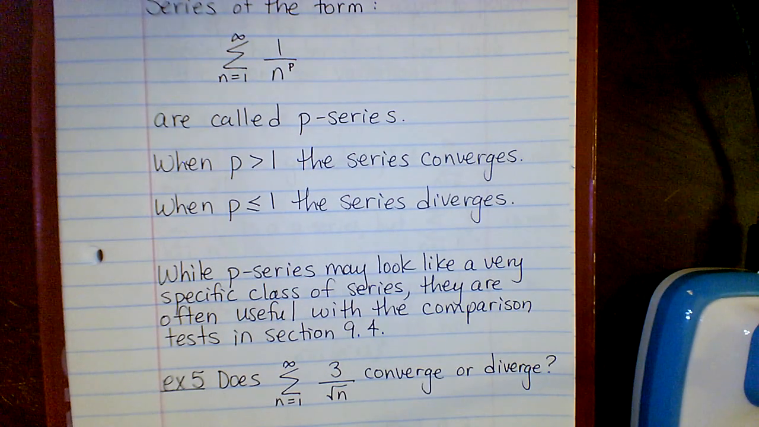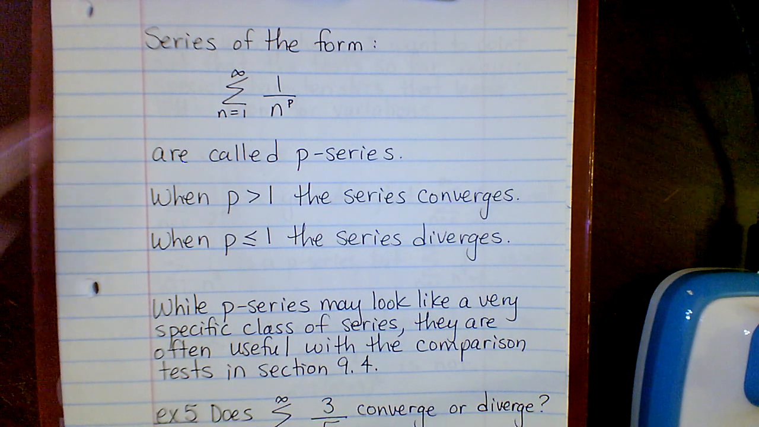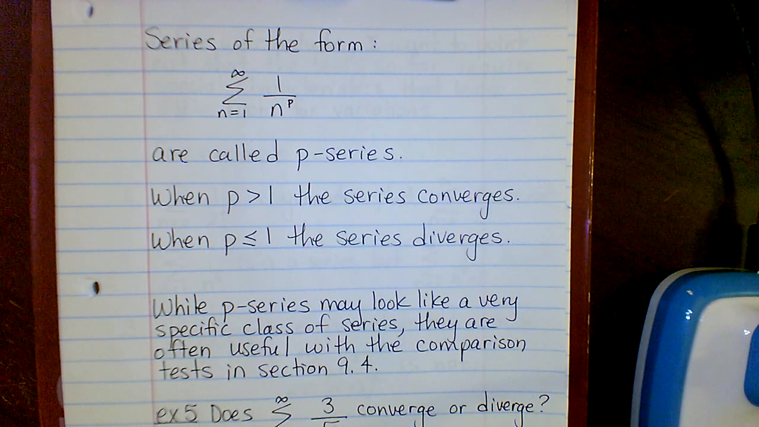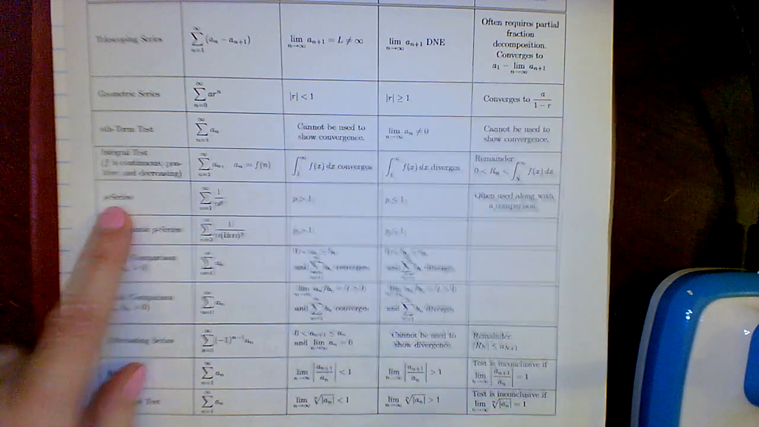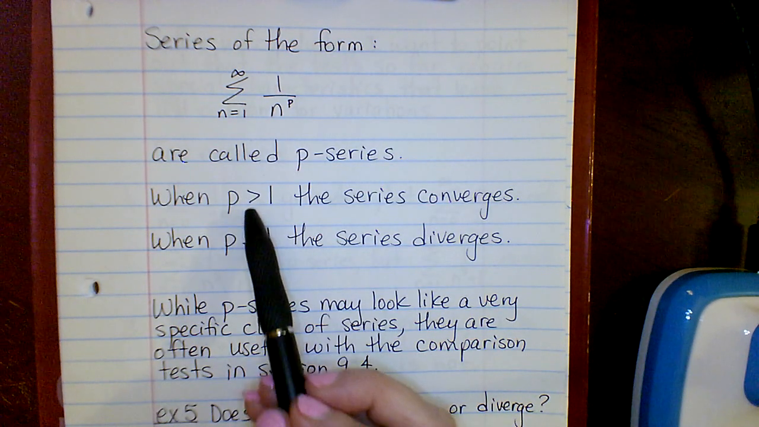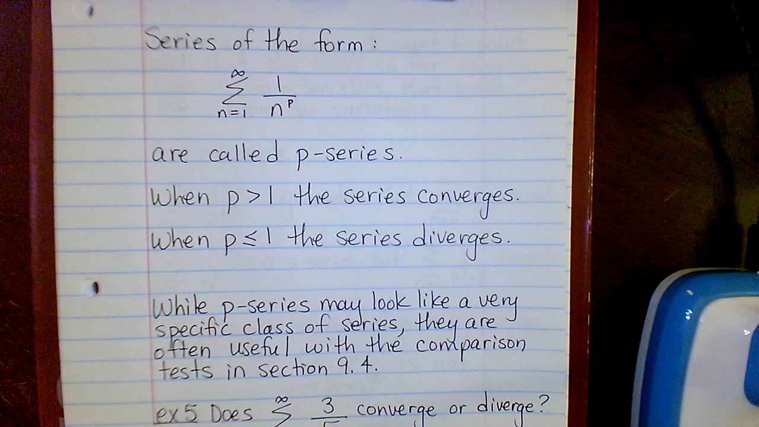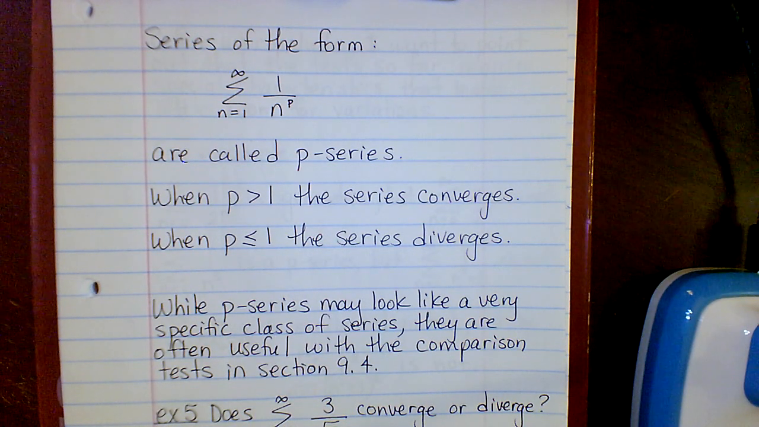Okay, so here's where we're at. Specifically, series of this form. You can see that we kind of keep coming back to these, like 1 over n squared, 1 over n, 1 over n cubed, things like that. And those are called p-series. So a p-series is 1 over n to the p power. When p is greater than 1, the series converges. When p is less than or equal to 1, the series diverges.